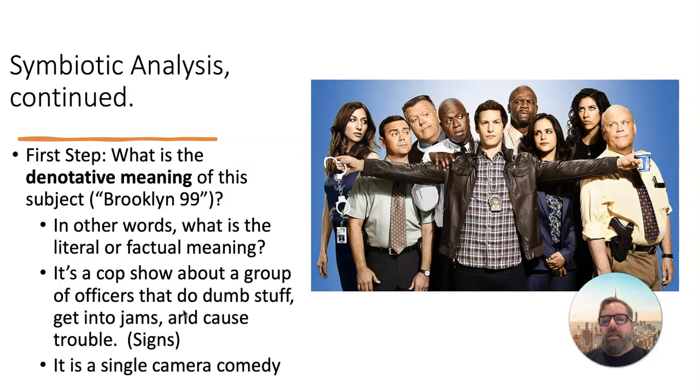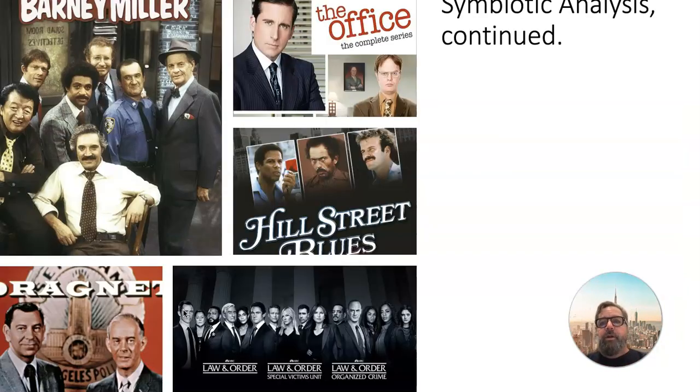So it's a single camera comedy. That means the way it uses the camera is as opposed to a multi-camera comedy. There are lots of single camera comedies around. An example of not a single camera comedy would be The Big Bang Theory or a sitcom like that, where there's multiple cameras. They do all the acting at one time, and multiple cameras film them in different locations. Brooklyn Nine-Nine is filmed more like a movie. So that's the denotative meaning, literally what it is.